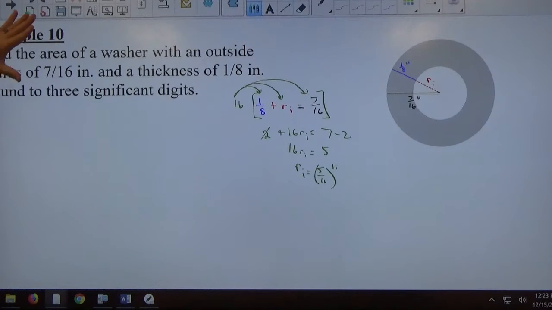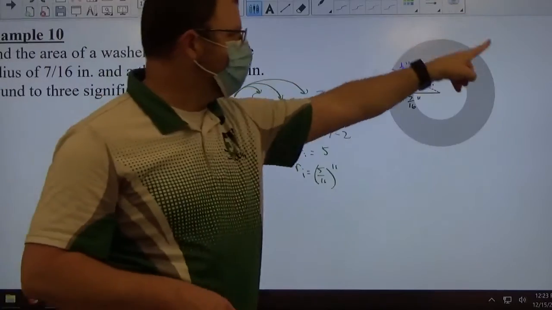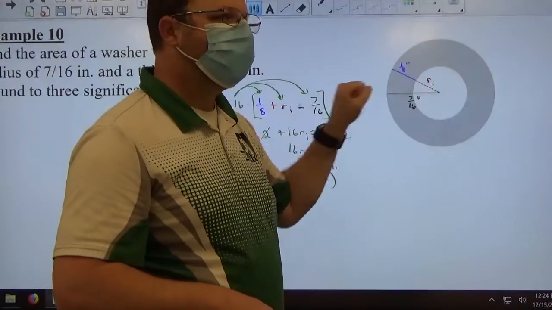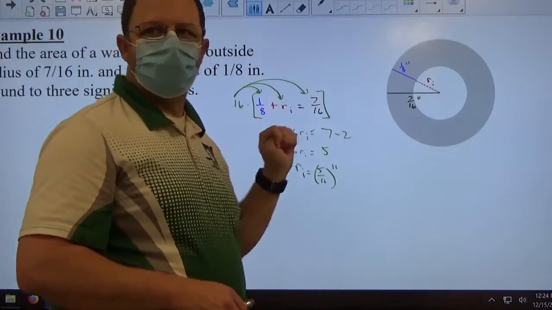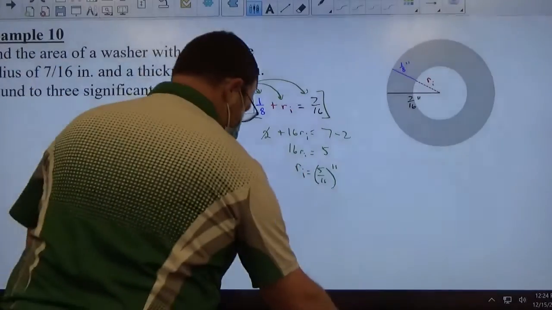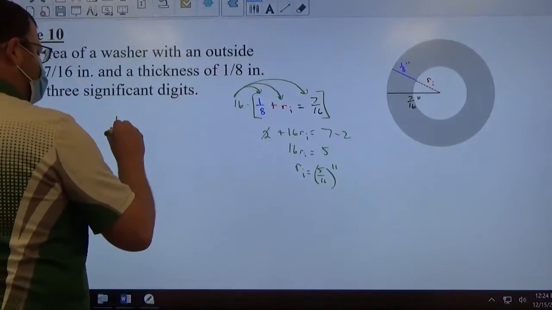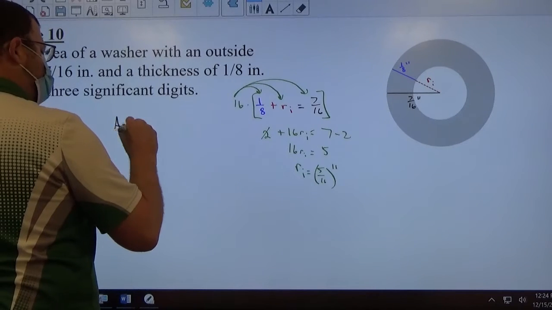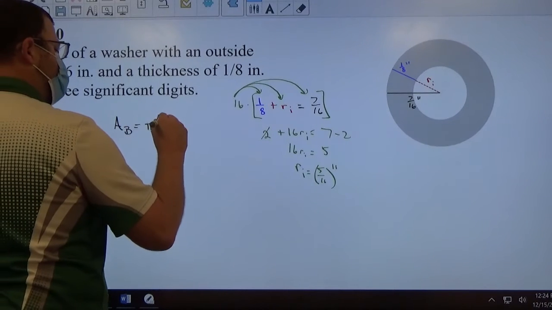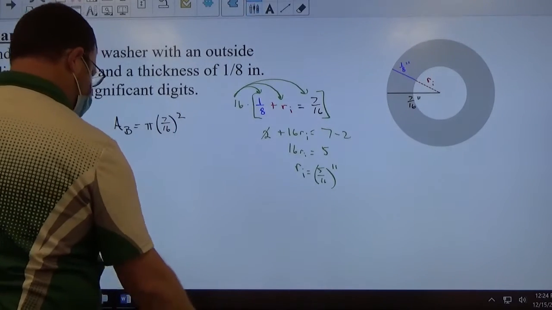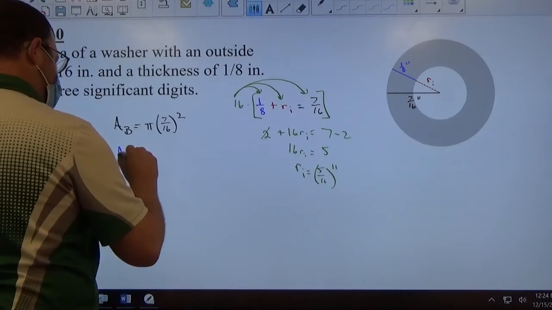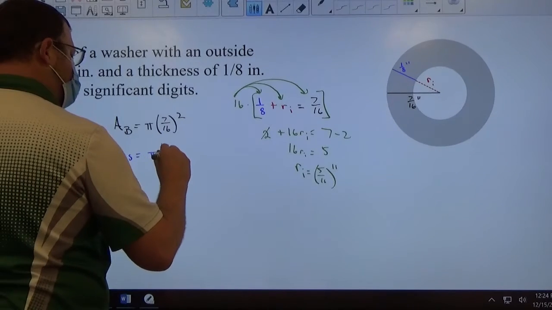So basically it's the same as the last problem. I want the entire bigger circle area, find the entire smaller circle area, subtract smaller from bigger. So the area of the big circle is pi times its radius squared. The area of the smaller circle is equal to pi times its radius squared.